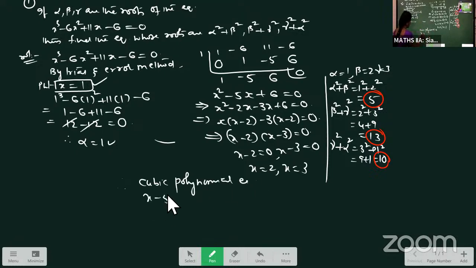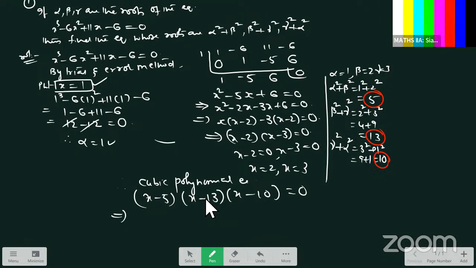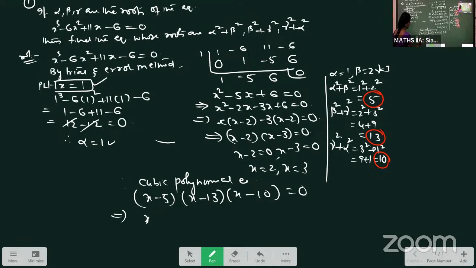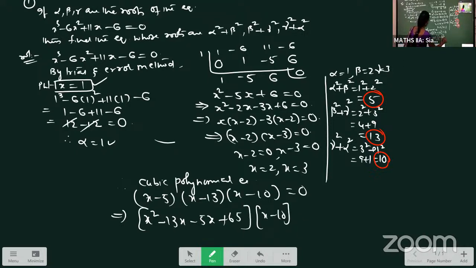x minus 5 into x minus 13 into x minus 10 is equal to 0. All these values you have to write down in minus form. Then multiply first these two. After that, with that one, you multiply x minus 10. So multiply x into x, x square minus 13x minus 5x plus 13 into 5 is 65. Close the bracket. This into x minus 10 is equal to 0.